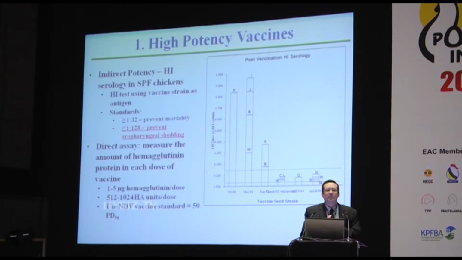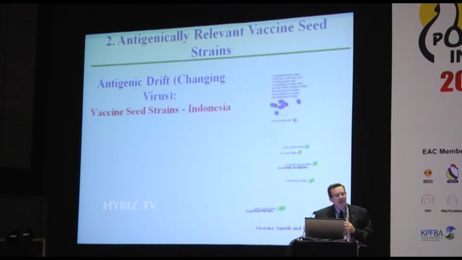What we found in that particular study is that about half of the vaccines did not meet that second criterion, although they met the prevention of mortality criterion. Through these efforts, the government of Indonesia then increased the requirement of vaccine antigen and also of the vaccine seed strain selection, so that their potency actually increased. When that happened, they saw a great decrease in the number of outbreaks of influenza H5N1 in their country.